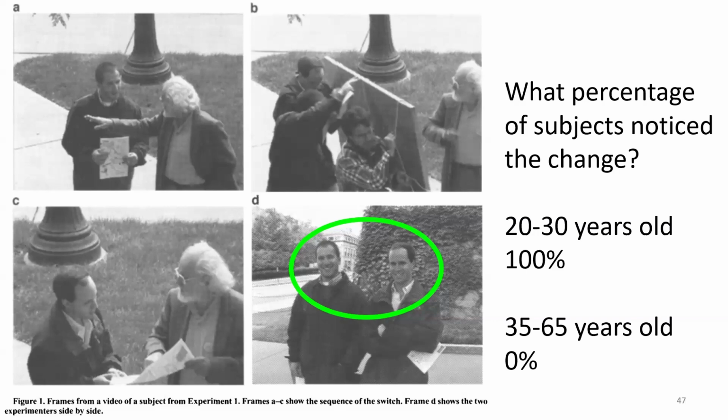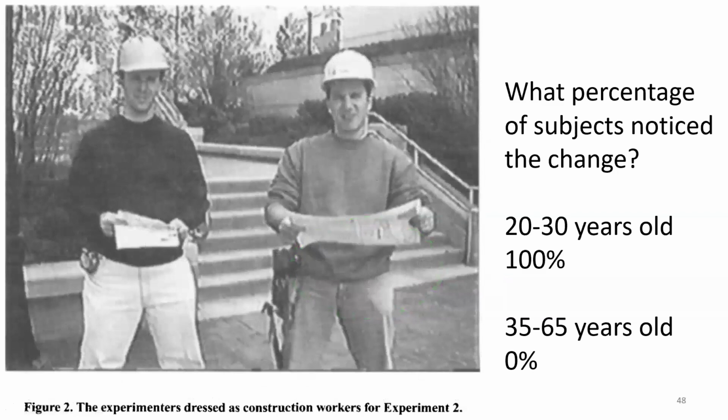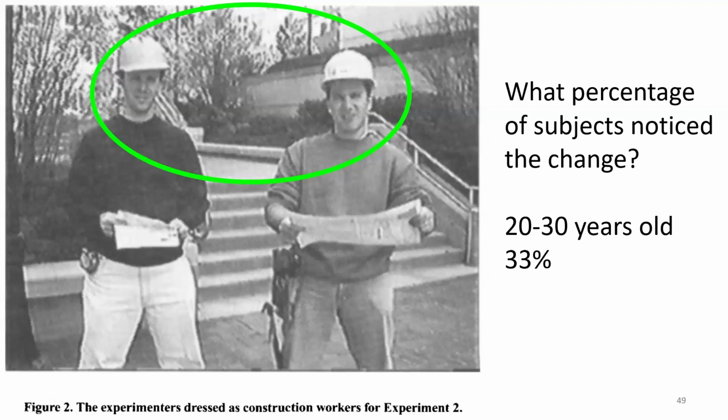So the experimenter said, you know what, let's take a look. This is age related, right? Maybe older individuals are just worse at noticing changes. Maybe this is something that we lose our ability to do. So they said, well, let's take a look at construction workers instead. They took the same two experimenters and dressed them up as construction workers. They didn't have any 35 to 65-year-olds in this experiment. However, the 20 to 30-year-olds, instead of performing at 100%, now only noticed the change 33% of the time.